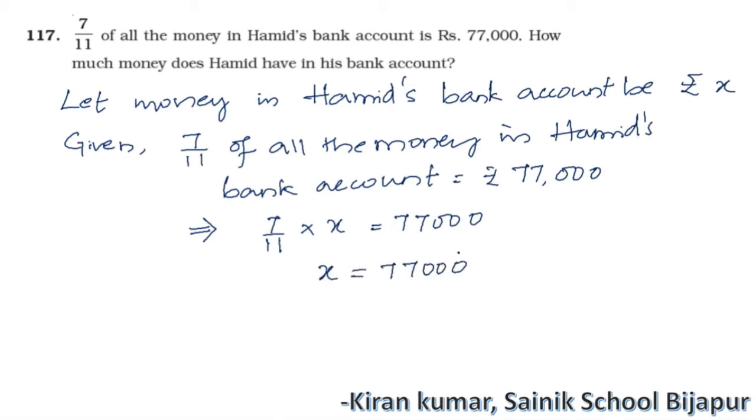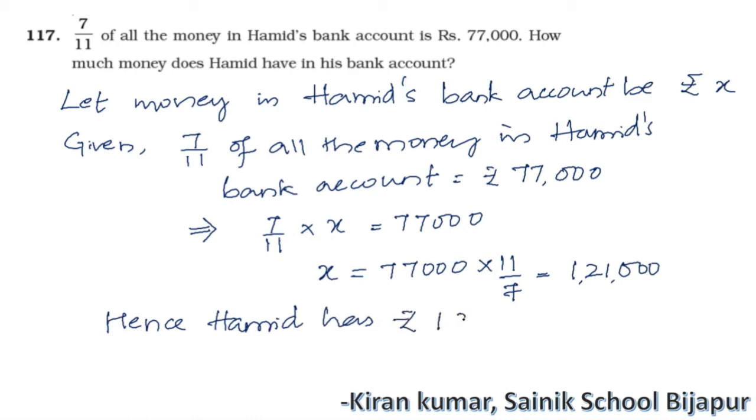This will be 77,000 multiplied by the reciprocal 11 upon 7. We can simplify this. This will be 11 times 7. 11 sevens are 77. So 11,000 multiplied by 11 is 121 followed by 3 zeros. So it is 121,000. Hence, Hamid has rupees 121,000 in his bank account.